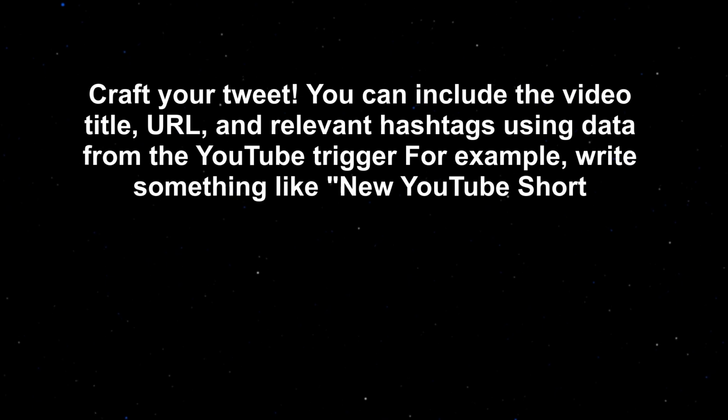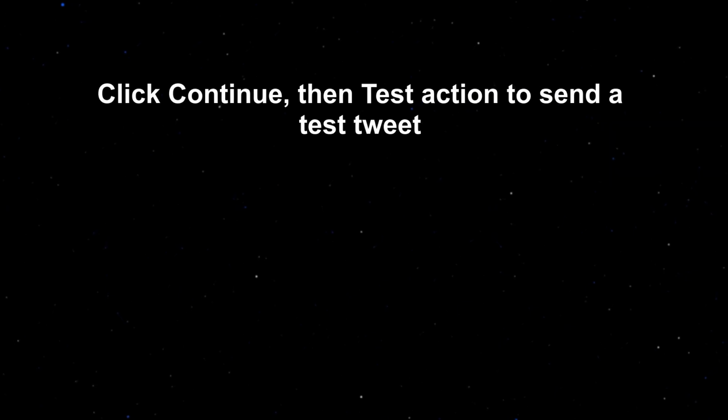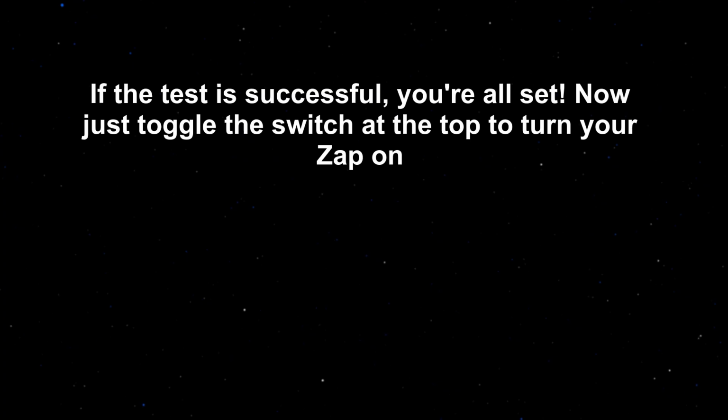Craft your tweet. You can include the video title, URL, and relevant hashtags using data from the YouTube trigger. For example, write something like New YouTube Short. Click Continue. Then test action to send a test tweet. If the test is successful, you're all set.